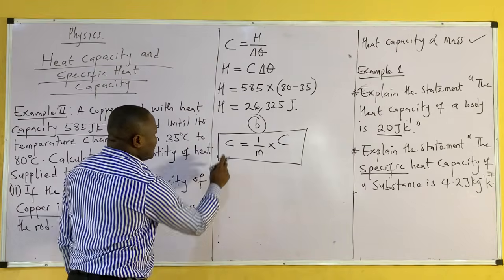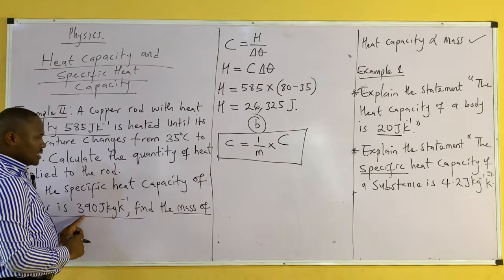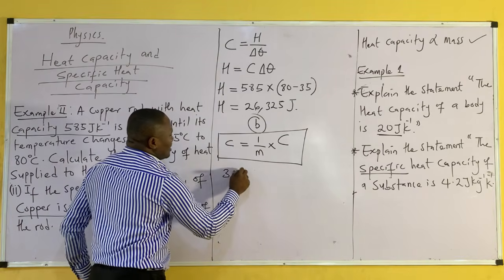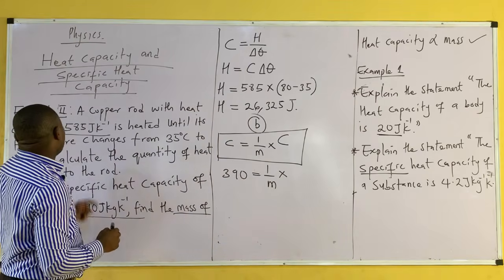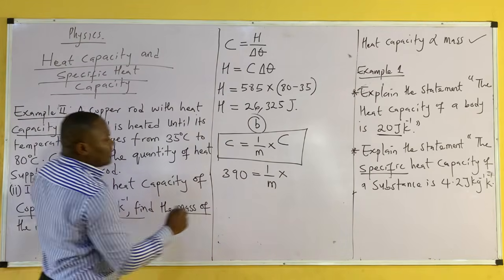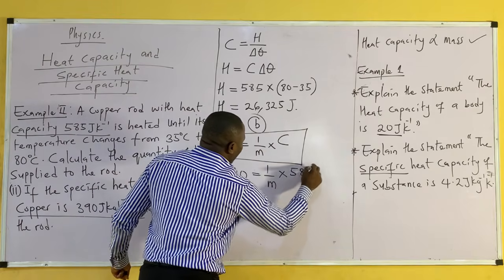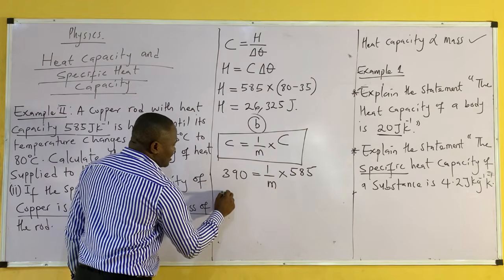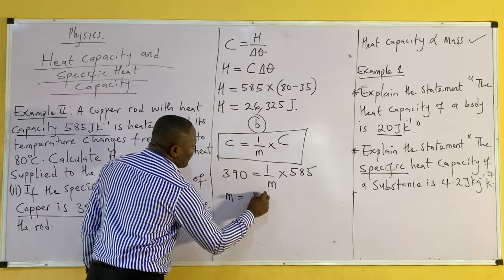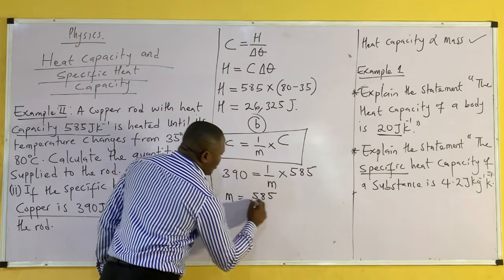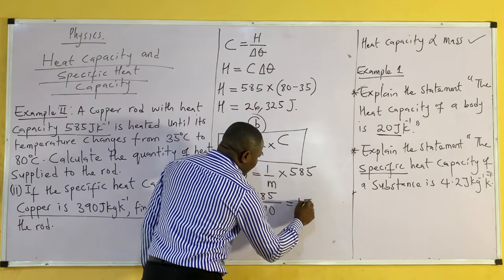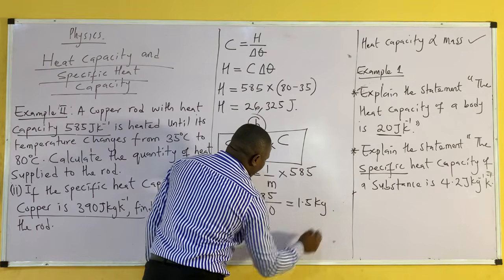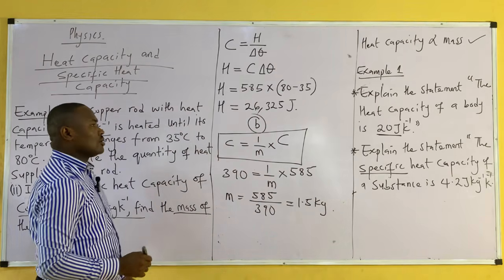Now, what do I have here? I have my specific heat capacity, which is 390. So I have 390 is equal to 1 over mass times, what's my heat capacity? My heat capacity is 585. So what is mass? My mass will be equal to 585 divided by 390. So we have 1.5 kilograms. That becomes the answer to this question. Thank you. Now let's look at example 3.